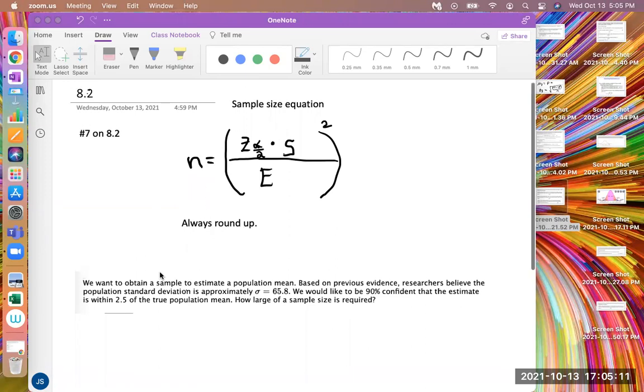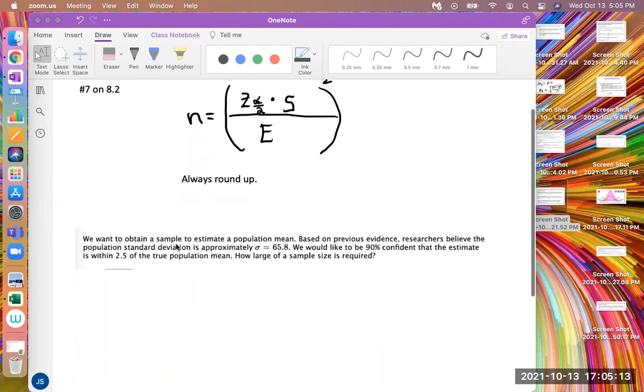So they say we want to obtain a sample to estimate a population mean. Based on previous evidence, researchers believe that the population standard deviation is approximately 65.8. We would like to be 90% confident that the estimate is within 2.5 of the true population mean. How large of a sample size is required?